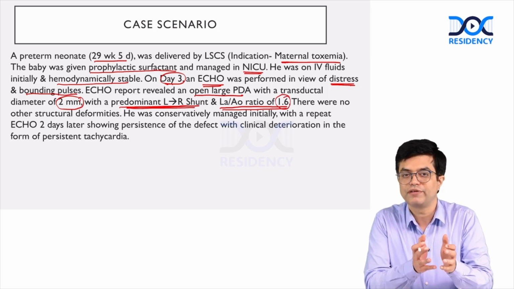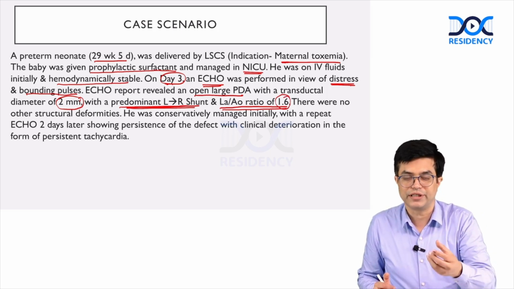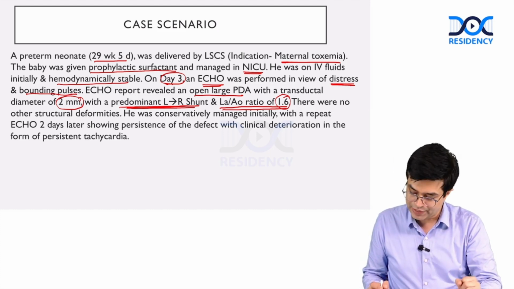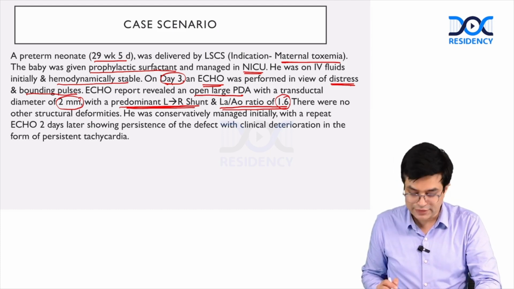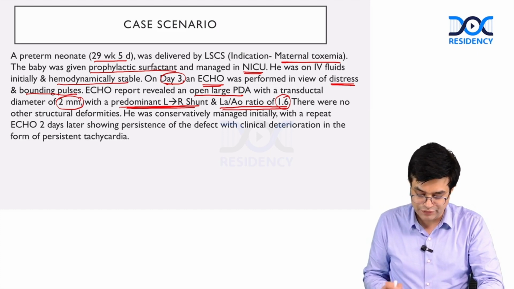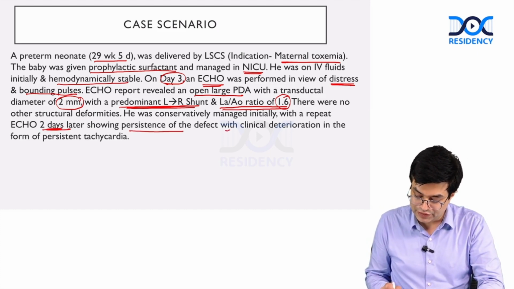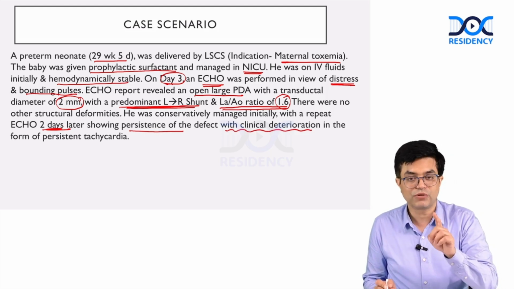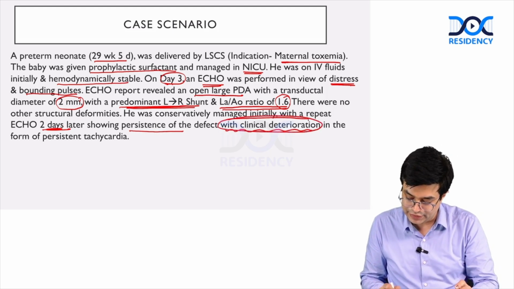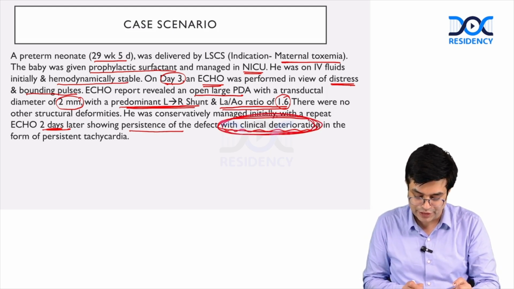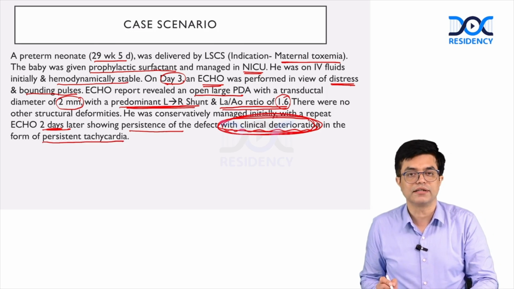So this is how the report will actually come to you when you are reading a file in a case scenario, or when you are actually seeing a patient. There were no other structural deformities. He was conservatively managed initially with a repeat echo done 2 days later, showing persistence of the defect with clinical deterioration. The important point is that the child has clinically deteriorated, in the form of persistent tachycardia.